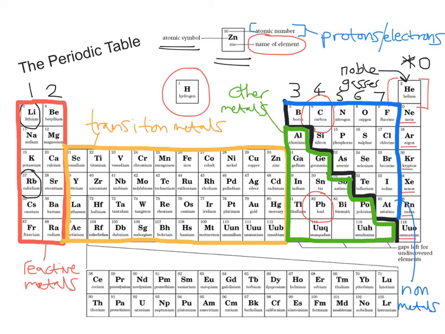And this final column, just for completeness sake, is this one here. And this one here, as we've already alluded to before, this is ultimately what we called our noble gases. So you can see our periodic table is made up of transition metals, reactive metals and others. We've got a region of non-metals and we've got our noble gases.